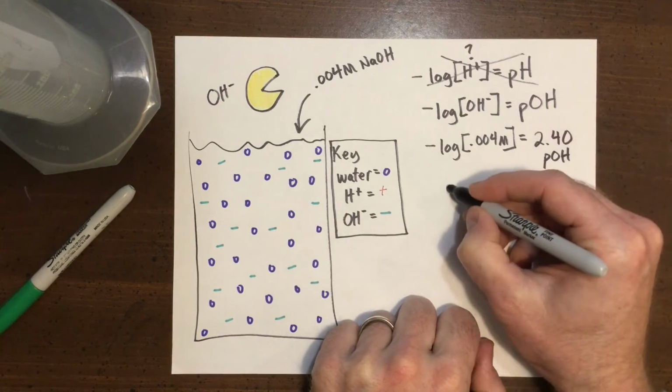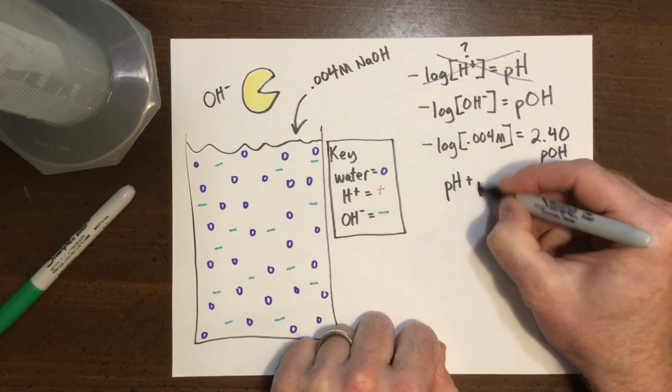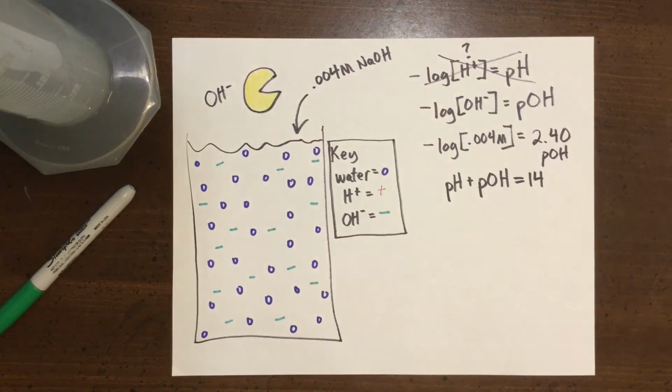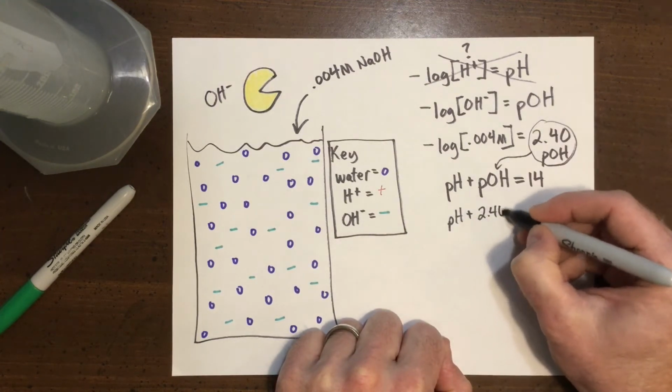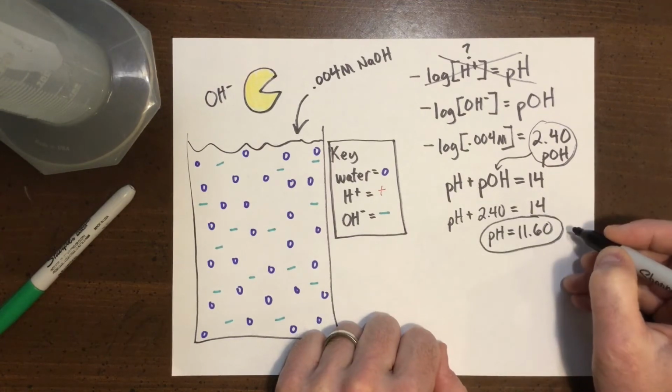Now come back to the problem. I still need to know what is the pH. Thankfully, there's this handy little formula that says, within a solution, the pH plus the pOH will always equal a value of 14. So I plug my 2.40 pOH into the formula and I find out that my pH is 11.60.